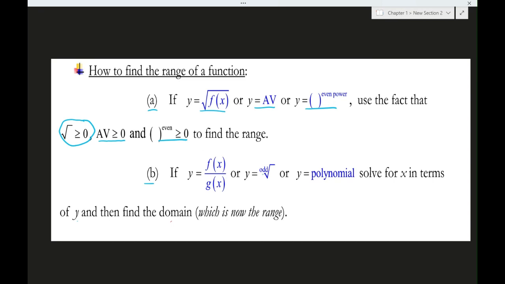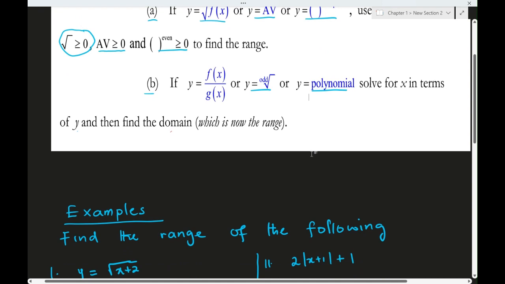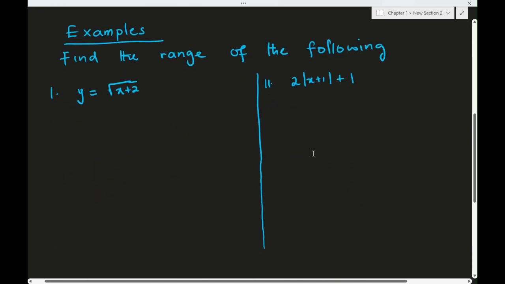Then the second category is where you have a rational function, f of x divided by g of x, or you have an odd root, or you have a polynomial. Here, to find the range, we'll be solving for x in terms of y, then finding the domain. Okay, so let's get started with a few examples.